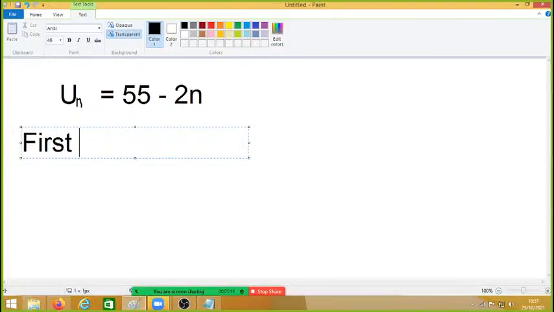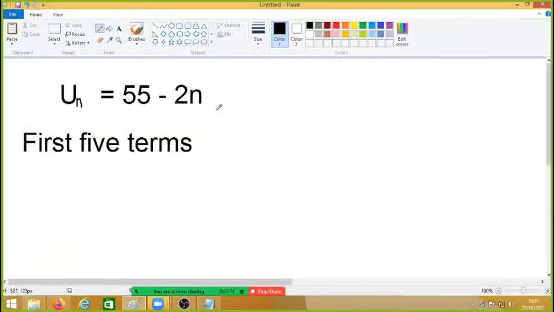So if we want the first 5 terms, then you just need to substitute n is 1 to get the first term, then n is 2 to get the second term, and you just carry on to get all 5 terms like that, and then you can write them in a list. You don't have to do any working here, you can just do it in your head or type it straight into your calculator. 55 take away 2 times 1 would be what you type in first, or if you're doing it in your head, do the 2n first.